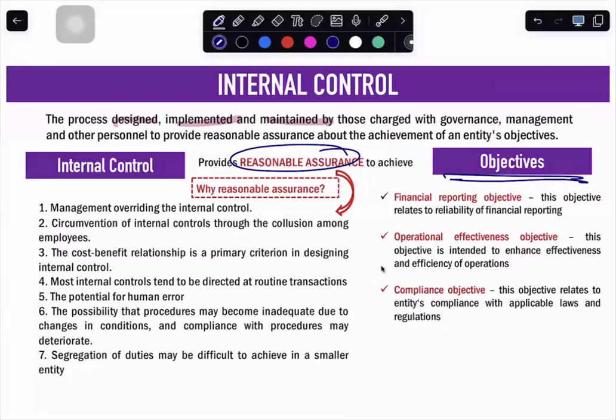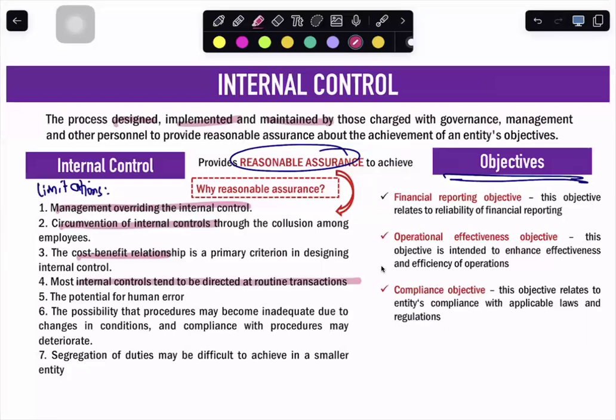That is because of the limitations of your internal control. So what are the limitations of your internal control? First, management override over the internal control. Second, circumvention of internal controls due to collusion. Next, the cost benefit of your internal controls, because even if there is an internal control for a particular item, if it is too costly, then for sure it's very hard to implement.